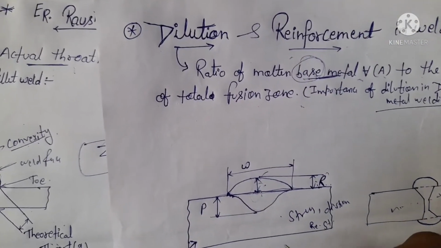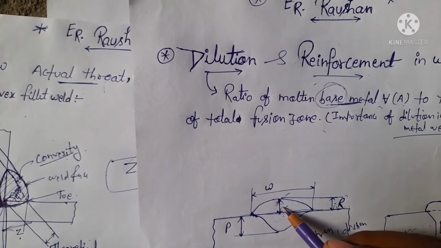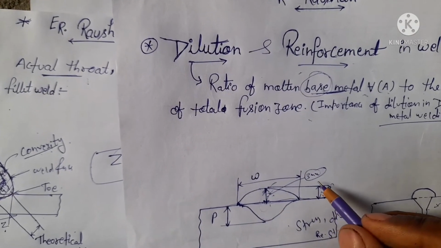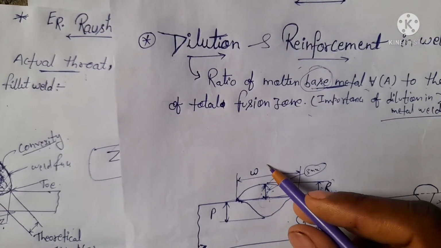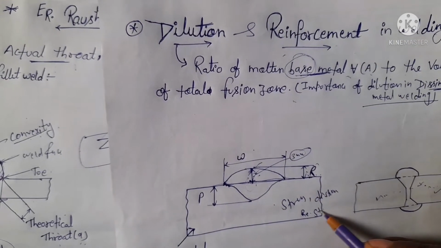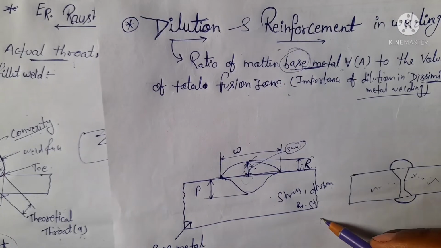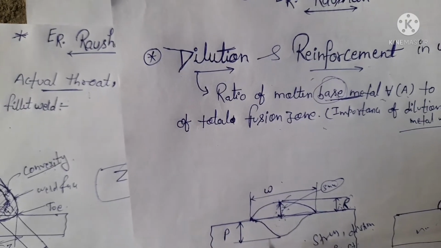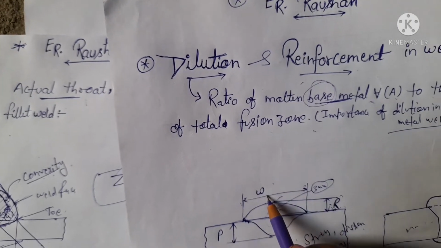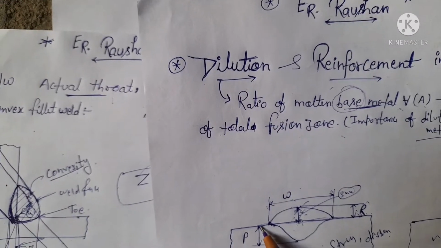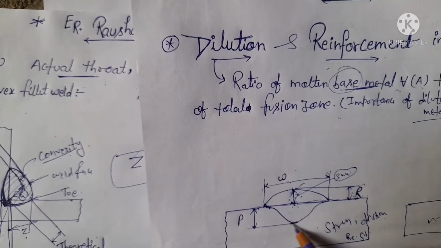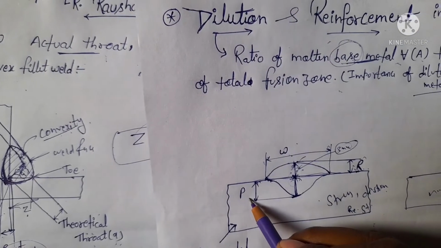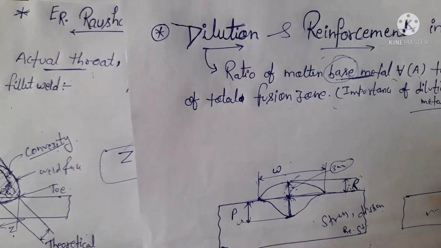Generally this reinforcement distance is maintained within 3 mm, because if the reinforcement is excessive, it will cause stress, distortion as well as residual stresses. This distance is known as the reinforcement, that is the extra welding, and this distance is the width. This is the base metal, and the weld has penetrated into the base metal here. So this distance is known as the penetration.